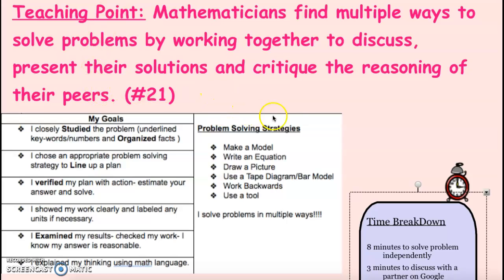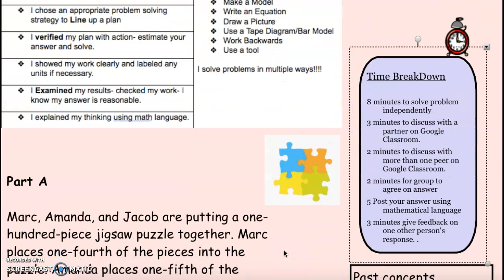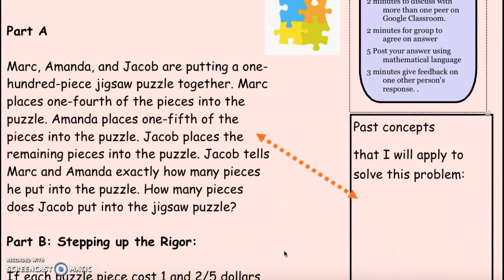You want to make certain that you're considering some problem-solving strategies. So you can make a model, you can write an equation, you can draw a picture, use a tape diagram or bar model, work backward, or use a tool. You can find multiple ways to solve the problem. All right, so let's look at part A of our problem.